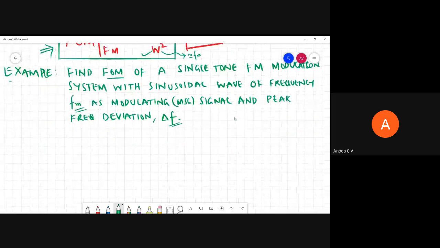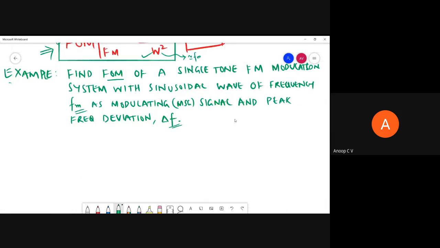So please keep in mind, finally we need to find the figure of merit of this single tone FM signal, which is equal to 3kf square P divided by W square. It is given that W is equal to fm. We don't know what kf is, and we don't know what P is, so we need to find them out.